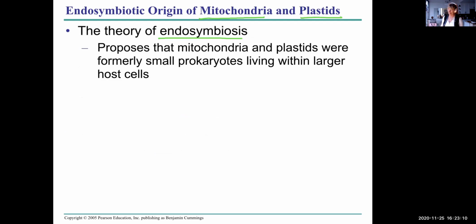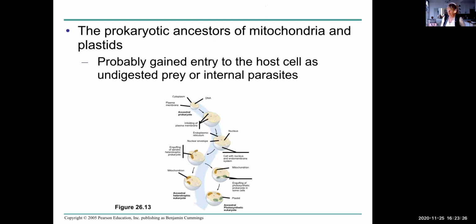mitochondria and plastids. So they were probably small prokaryotes that were engulfed by larger prokaryotes. So it looks something like this. The prokaryote ancestors of mitochondria and plastids must have been ingested in some way. I know you can't see this very well, but here is a cell engulfing another cell. That's very good at supplying energy through cellular respiration. So these were the original mitochondria.